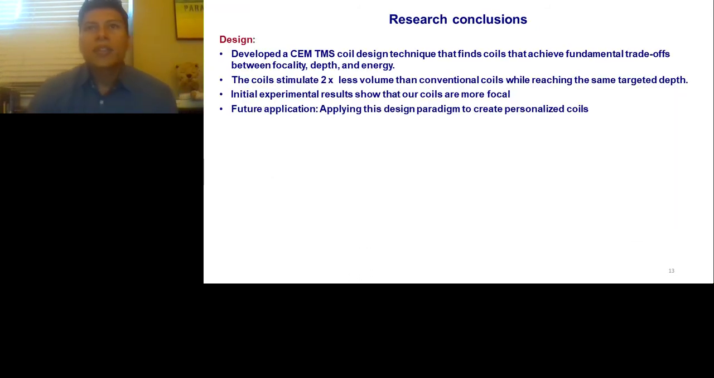And so what distinguished our approach from previous approaches is that it is nearly fully computational. The design was done by an optimization algorithm. The manufacturing was mostly done by a 3D printer. By using computational approaches, we came up with winding patterns that were optimal, but not necessarily intuitive. And then 3D printing technologies enabled the manufacture of more complicated shapes. This, in the end, resulted in coils that stimulate 2 times less volume than conventional coils while matching the same targeted depth. So these computational approaches for design enabled the optimal deployment of TMS.